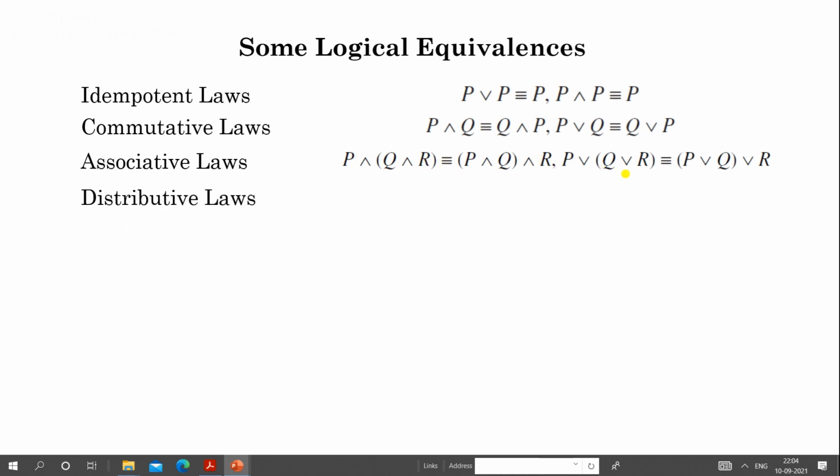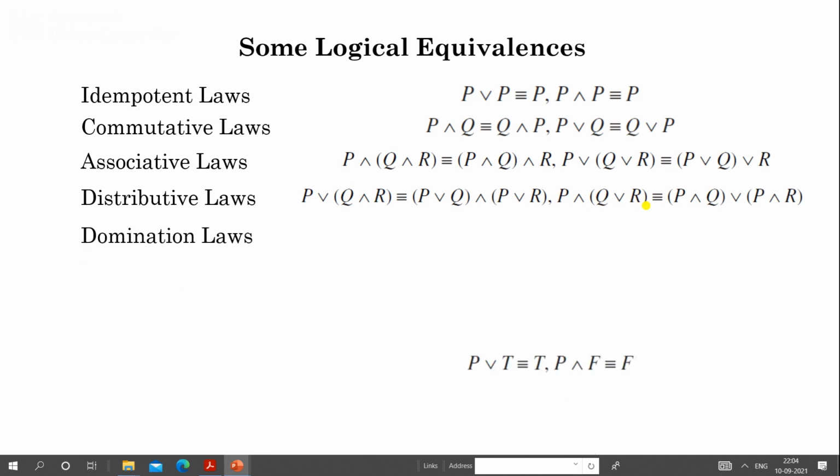Next one is distributive laws. Distributive law, here disjunction or is distributive over and, so this is equal to P or Q and P or R. Similarly, here and is distributive over or. So this can be written as P and Q or P and R.